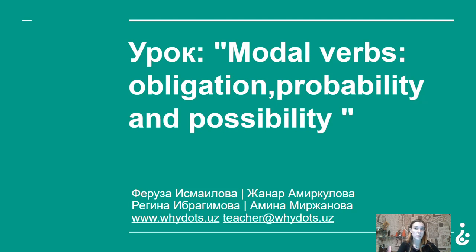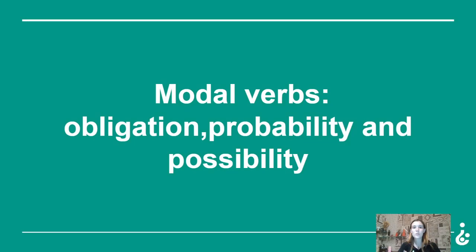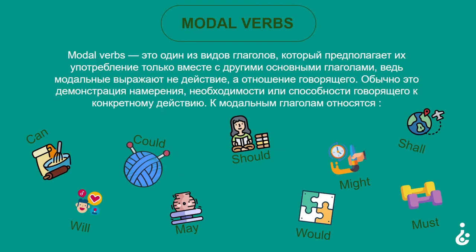Сегодня мы с вами поговорим про Modal Verbs Obligation, Probability and Possibility. Now, Modal Verbs of Obligation, Probability and Possibility. Modal Verbs – это только один из видов глаголов, который предполагает их употребление только вместе с другими основными глаголами. Ведь модальные выражают не само действие, а отношение говорящего. Обычно это демонстрация намерения, необходимости или способности говорящего к конкретному действию.